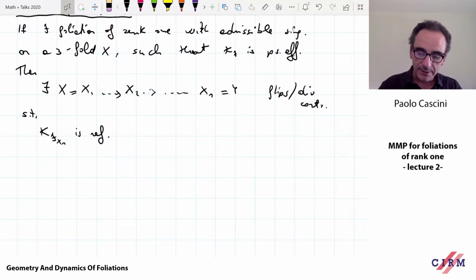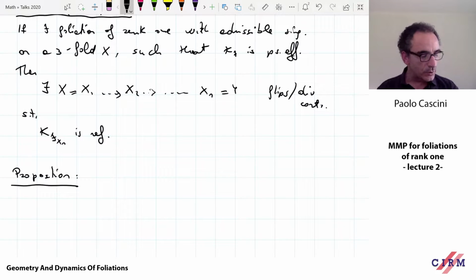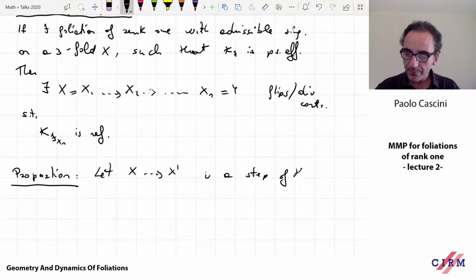So first of all, let me start from what I mentioned already before. So this is a proposition. Let's suppose that X to X prime is a step of MMP for a foliation F.